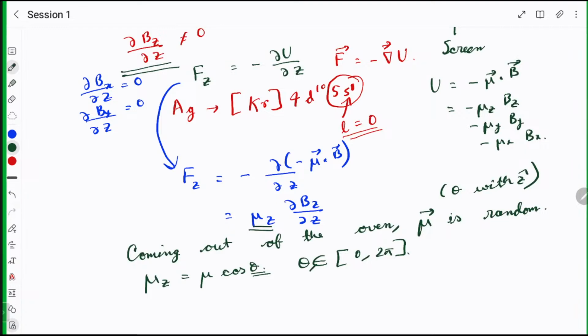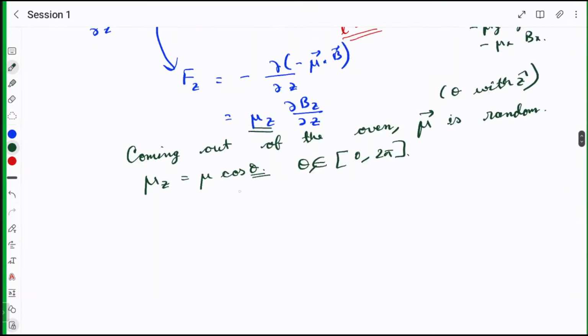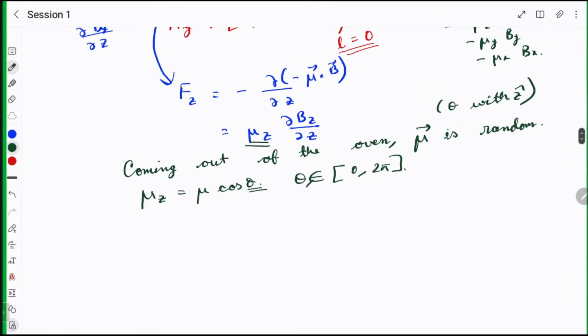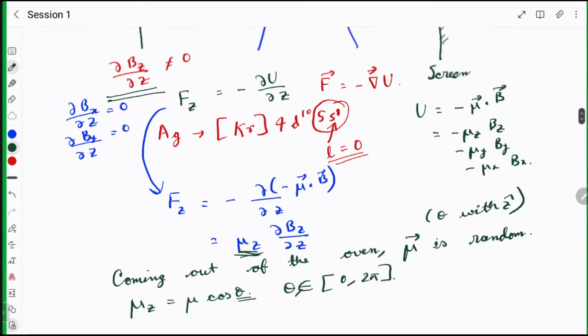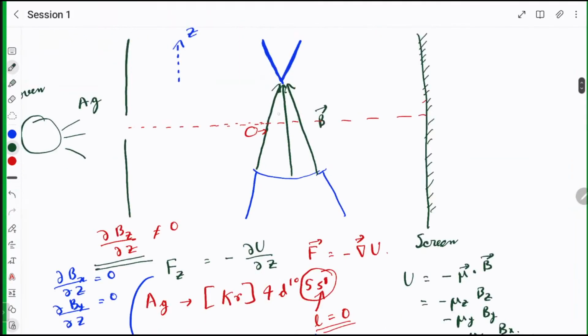Almost all values of mu z should be present here. Suppose we have some value of mu z. So what will change? If we have a large positive value of mu z, then the force acting on the silver atom will be large, so it will be deflected by a large amount.